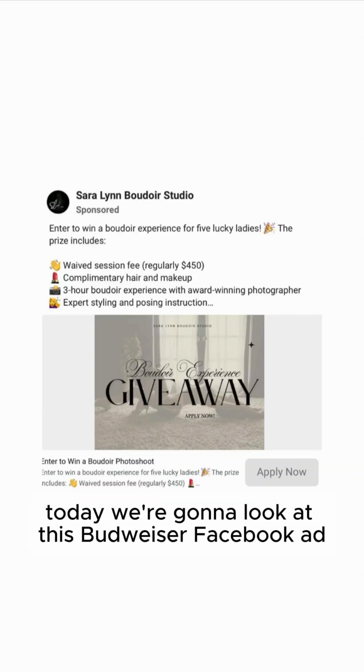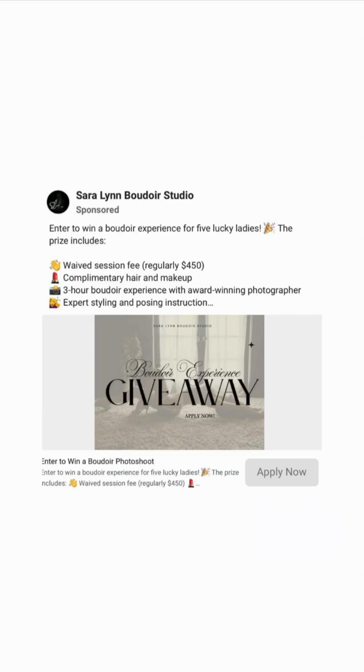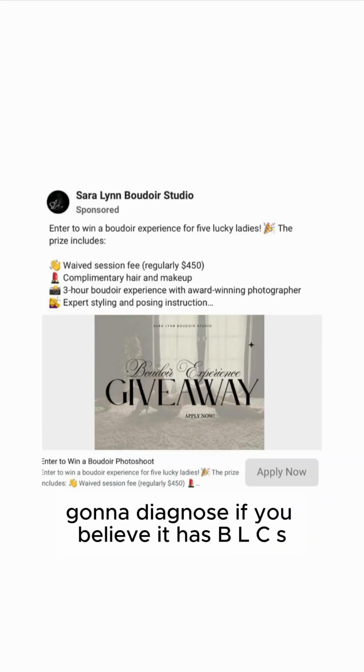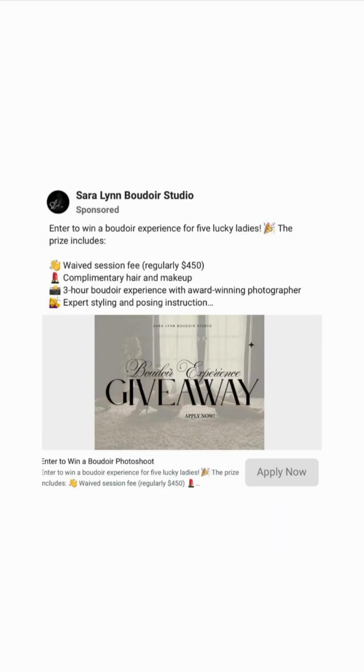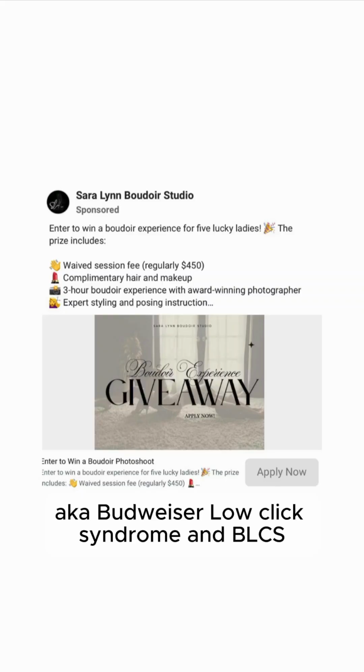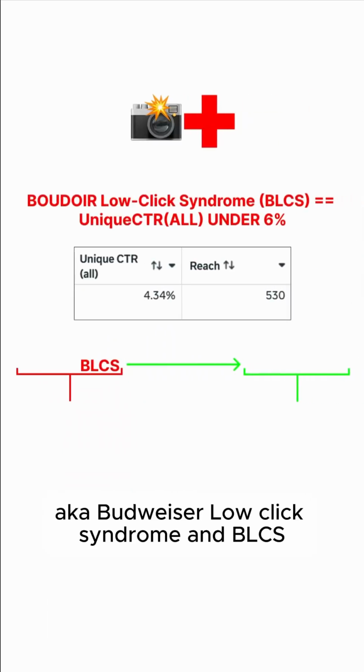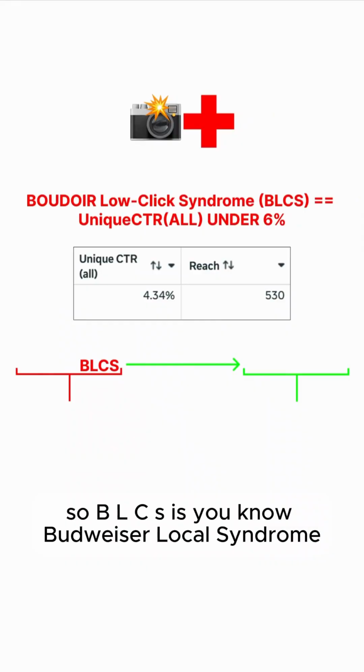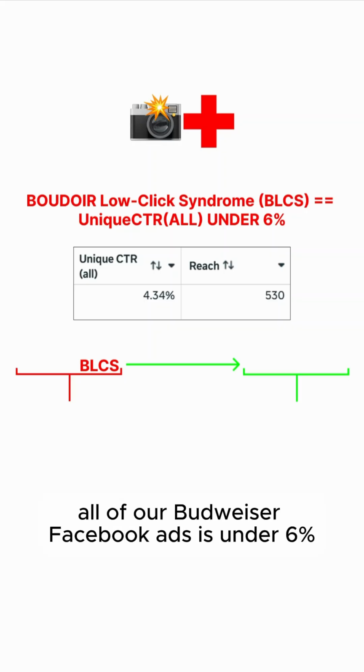All right, y'all. Today we're going to look at this Boudoir Facebook ad. Going to diagnose it, see if we believe it has BLCS, aka Boudoir Low Click Syndrome. So BLCS is Boudoir Low Click Syndrome. That's when the unique CTR on all of our Boudoir Facebook ads is under 6%.